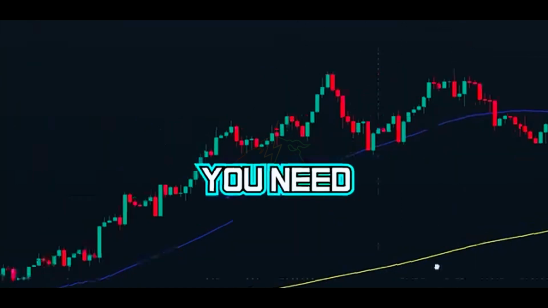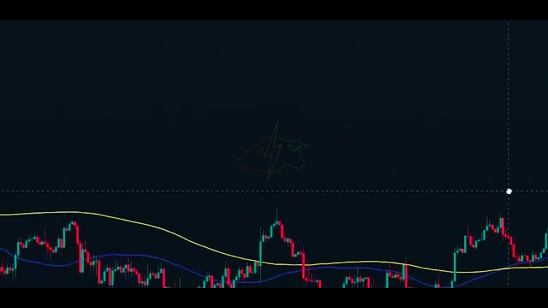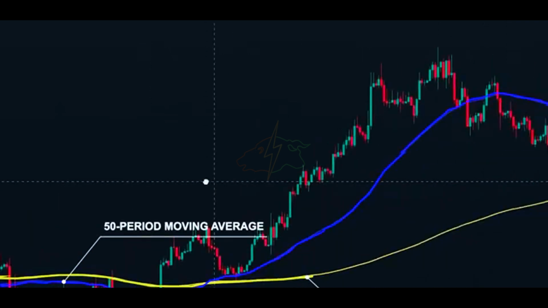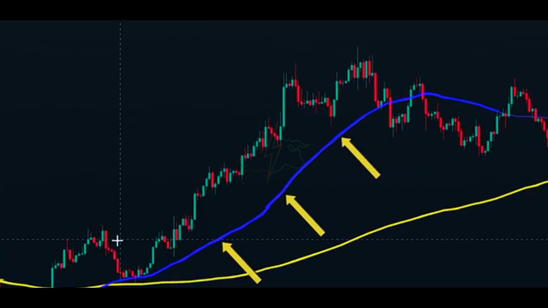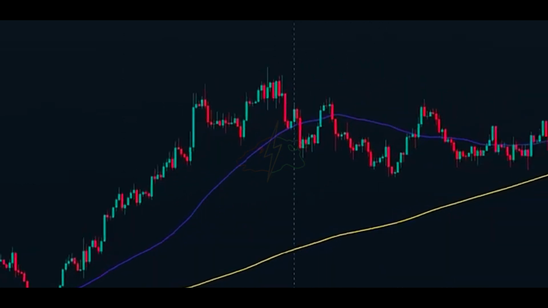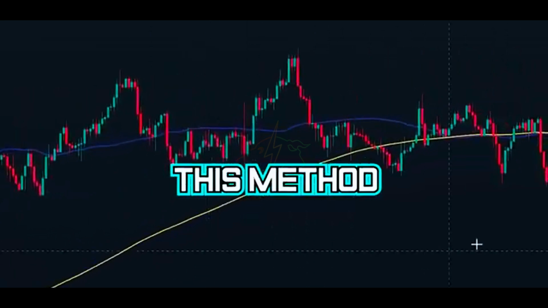Lastly, you need to understand large versus small moving averages. Combining 2 moving averages like the 50 and 200 MA helps identify trend direction. When the smaller moving average is above the larger one, it signals an uptrend, and vice versa. This method aids in spotting buying or selling opportunities.